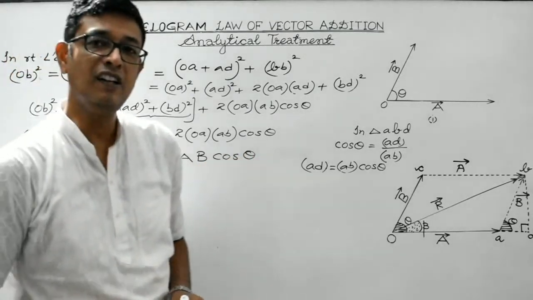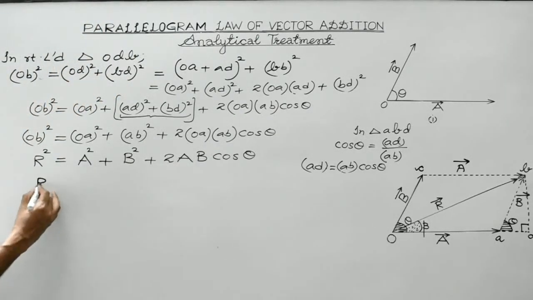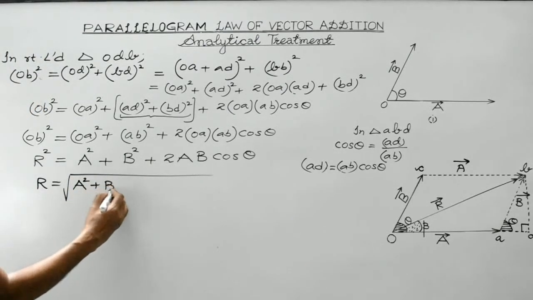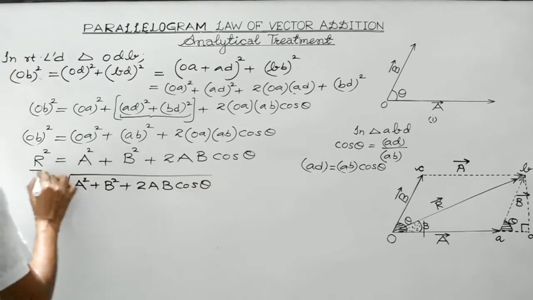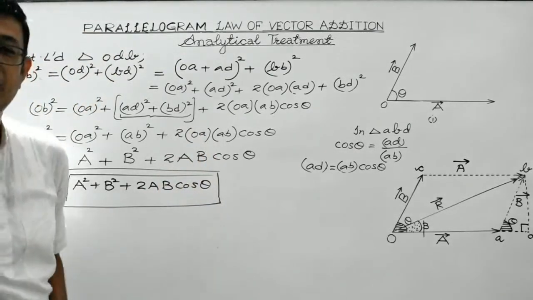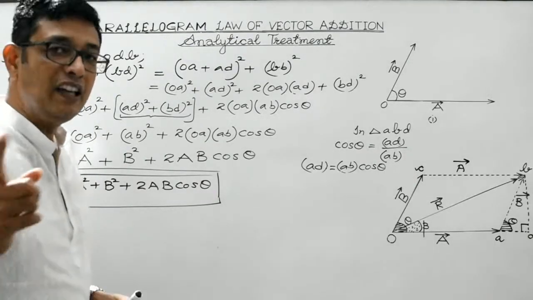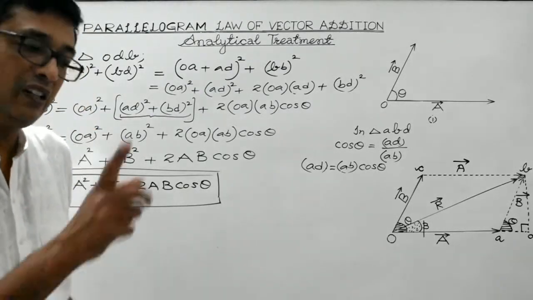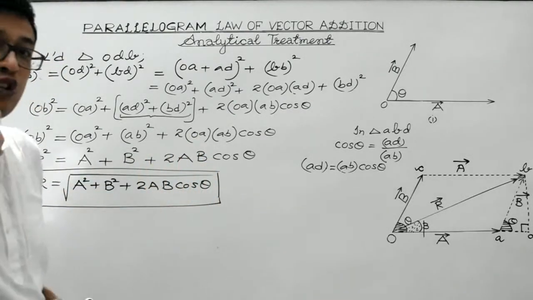Theta is obviously the angle between A vector and B vector. So the magnitude of the resultant is given by square root of A square plus B square plus twice AB cos theta. So whenever the two vectors are inclined at an angle theta, then the magnitude of the resultant is given by R is equal to square root of A square plus B square plus twice AB cos theta, where theta is the angle between the two given vectors, A vector and B vector. So this is regarding the magnitude of the resultant.